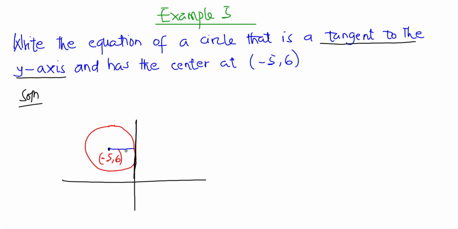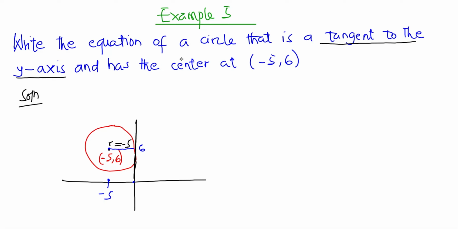And what is the radius? The radius is the same thing as the x-coordinate of the center. Now we can see that the center has an x-coordinate of -5 and a y-coordinate of 6. So from the center to the y-axis gives us the same distance as 5, and that becomes the radius. Now we can write r is equal to 5. So we have been able to get the radius.